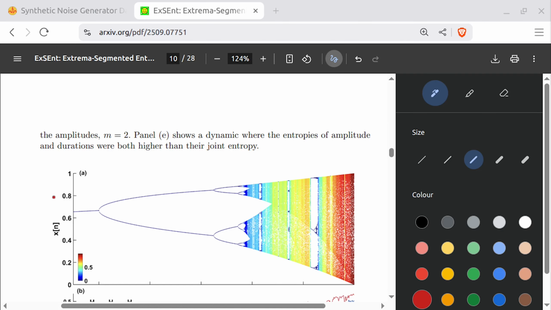Pardon me. The figure illustrates how the logistic map, a simple mathematical model, changes its behavior as you tweak a specific setting called R. At first, it's predictable. Then it starts to show more variety, splitting into multiple possible outcomes, and eventually becoming completely unpredictable or chaotic. The graphs in the figure also show how different measures of complexity, like ExSEnt and SampEn, capture these changes in the map's behavior as R increases.